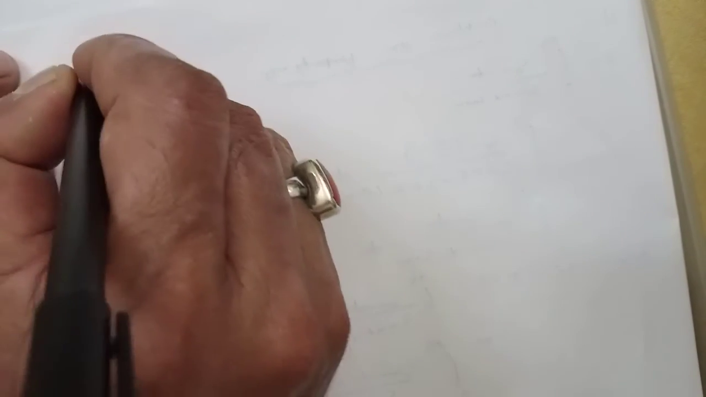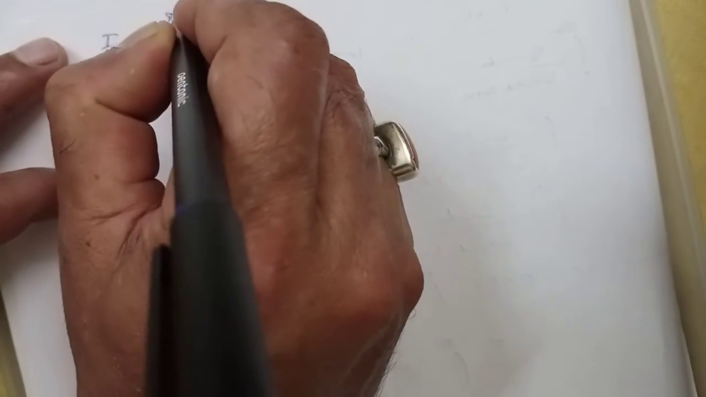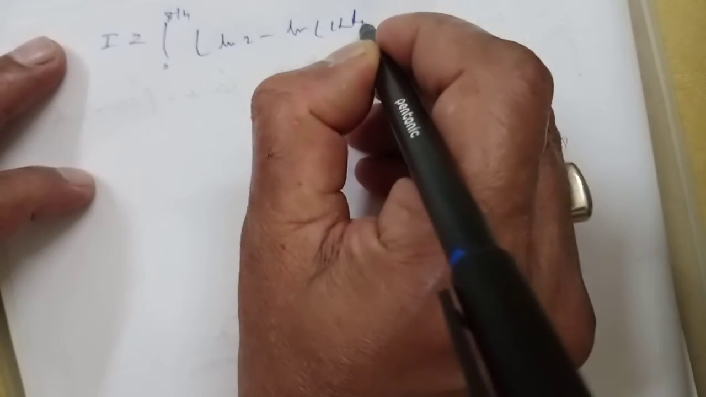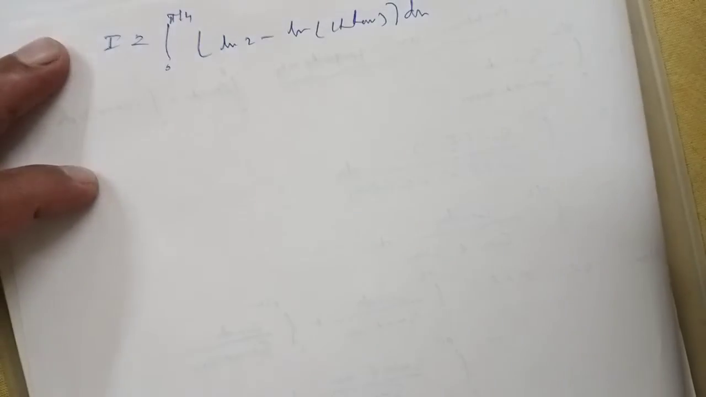We have I equals to integration 0 to pi by 4 of ln 2 minus ln of (1 plus tan x) dx. Okay, now let us split them.